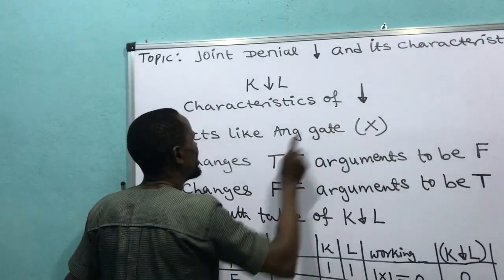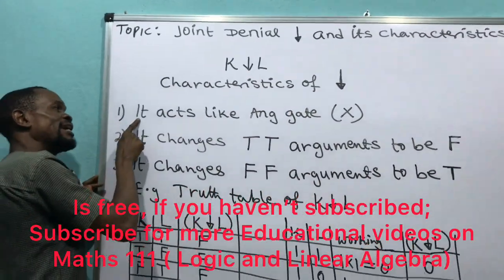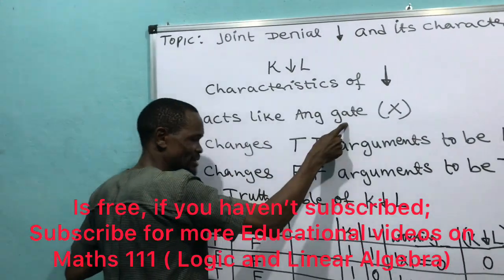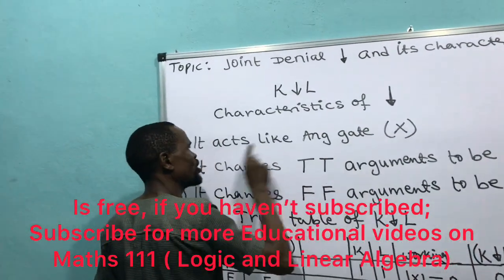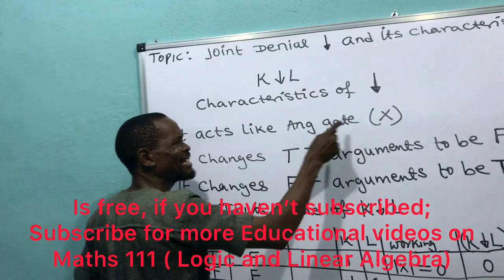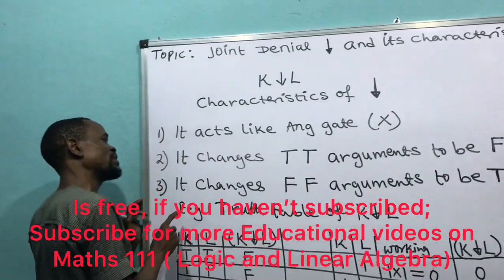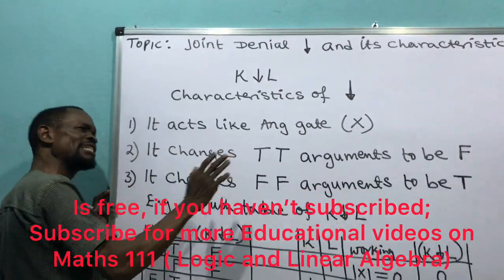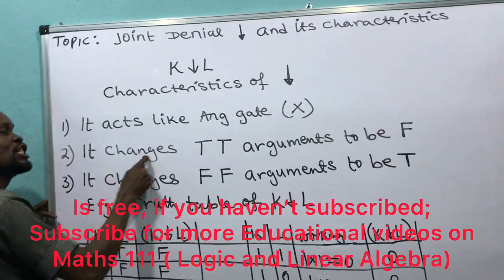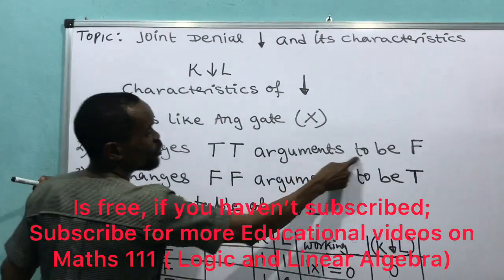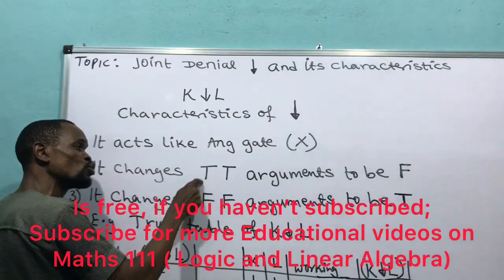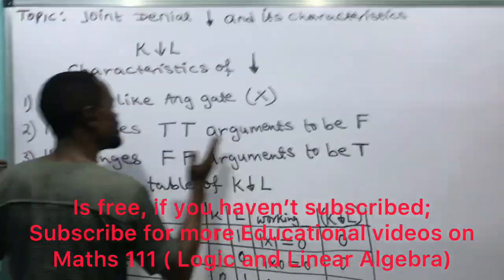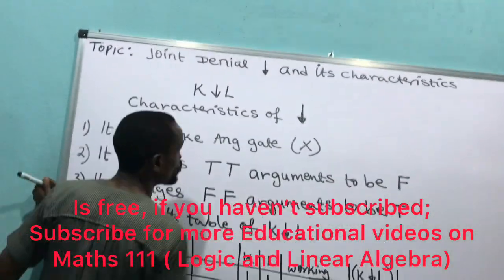Characteristics of joint denier. Number one, it acts like an AND gate. What is an AND gate? Multiplication. What differentiates him from the AND gate is that he changes a true argument to the word false. That means when two of you say true, he changes it to false.